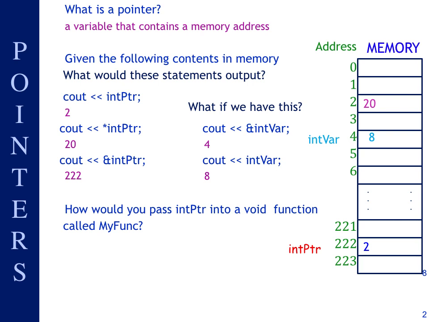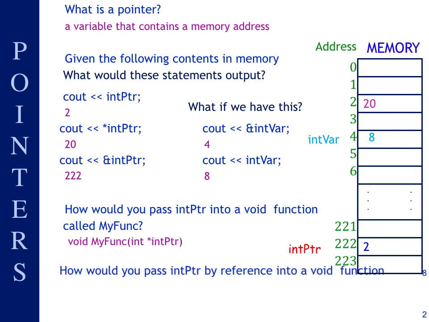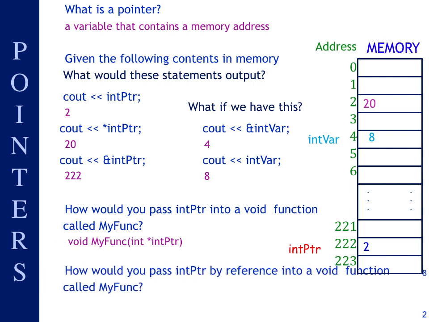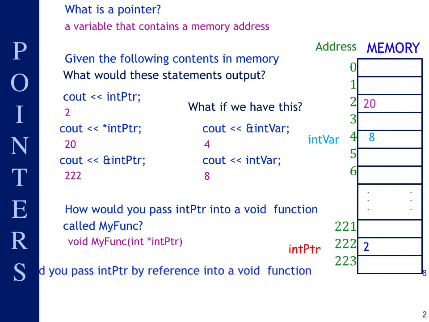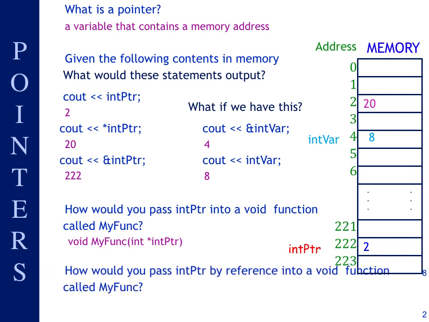How would you pass a pointer int ptr into a void function called myfunc? So void myfunc, then you indicate there's an integer pointer by putting the asterisk in front of the pointer. Now if we want to do the same thing, but instead of passing by value, we're going to pass by reference. As with any other function, we're just going to add the address operator in front of the pointer.